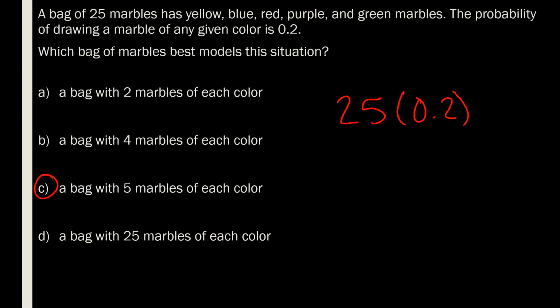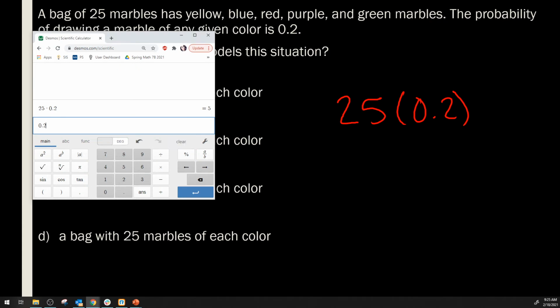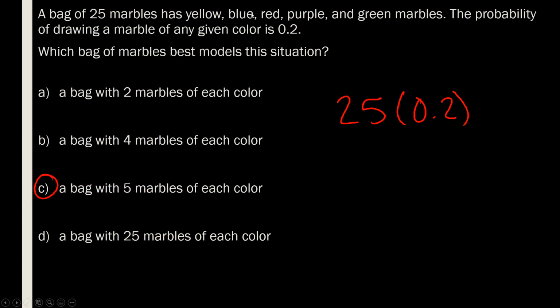And if we think about it, if I take 0.2 and convert it to a fraction, I get 1/5. And you could also do 1/5 and multiply it by 25, and you will get the same 5 here. So for this one, there's 5 of each of these colors. Each one has a 1 out of 5 chance of being drawn.